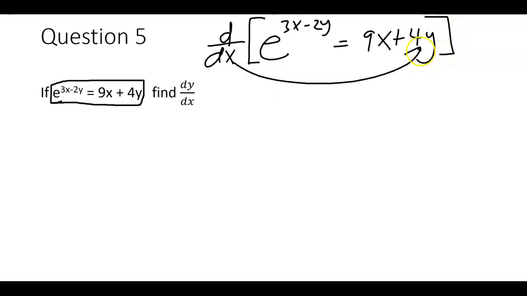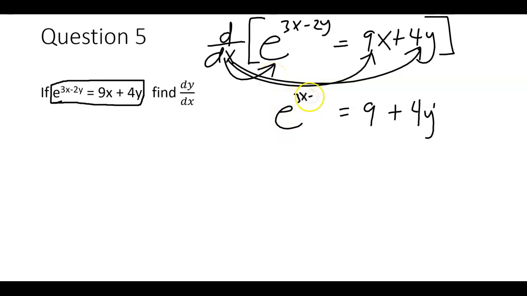So let's start with the easy ones. The derivative of 4y is going to be 4, but we get a y prime because there is a y there. The derivative of 9x is 9. And then when you take the derivative of an exponential function, you get the same thing again. But we do need to multiply it by the derivative of the inside, which is the derivative of this up here. So the derivative of the 3x is 3, and the derivative of the -2y is -2y prime. Okay.